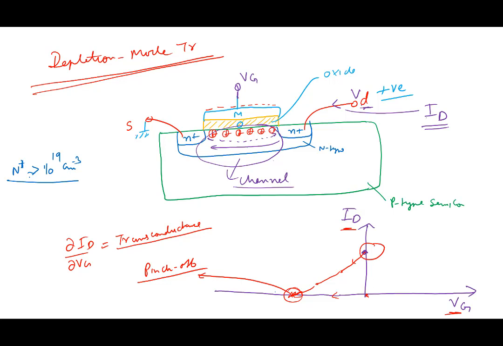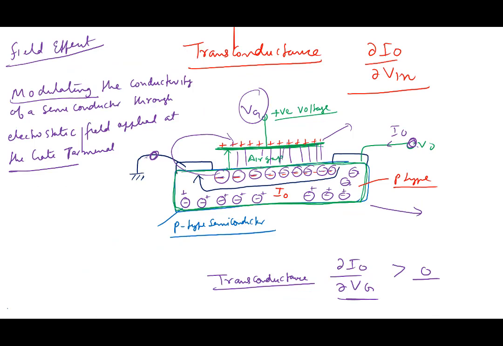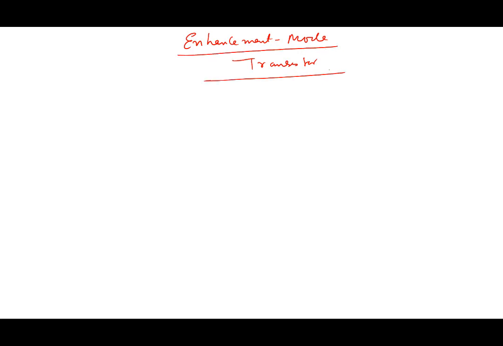The transistor that we are interested in is not the depletion mode. It's a bit different than that. We are going to construct another transistor, which we call enhancement mode. That transistor was easy to understand. In this transistor, as its name indicates, when you don't apply any gate voltage, there is no channel.